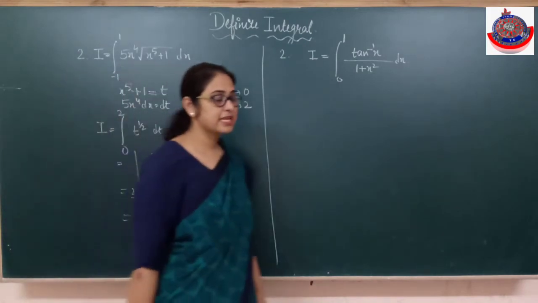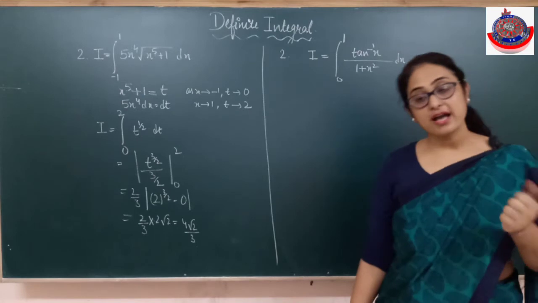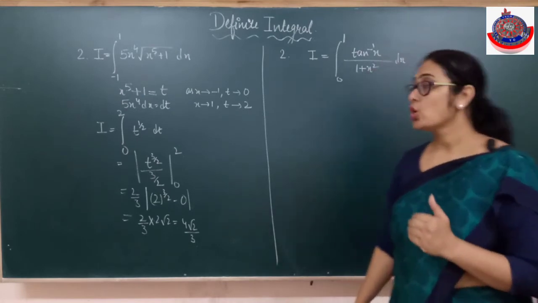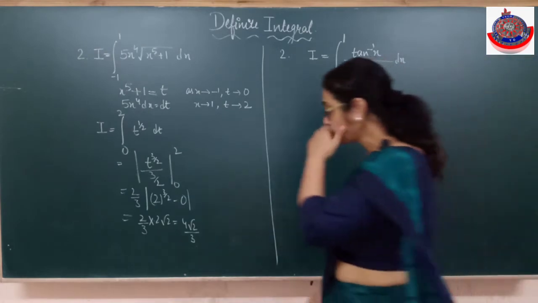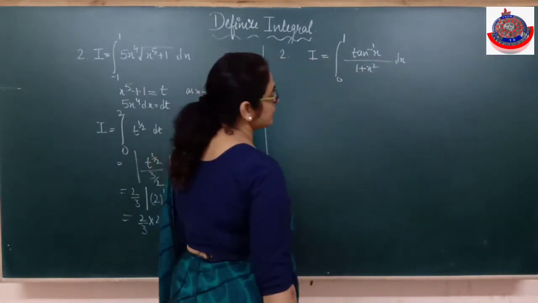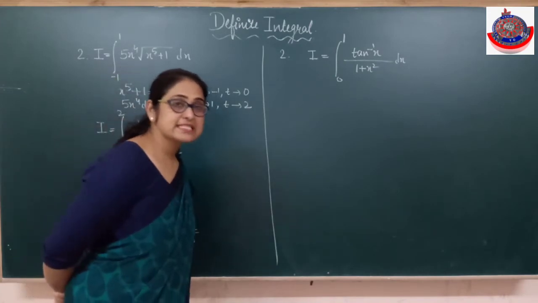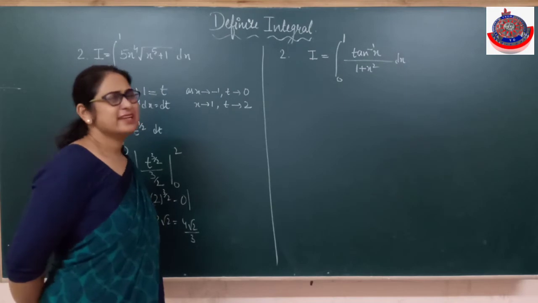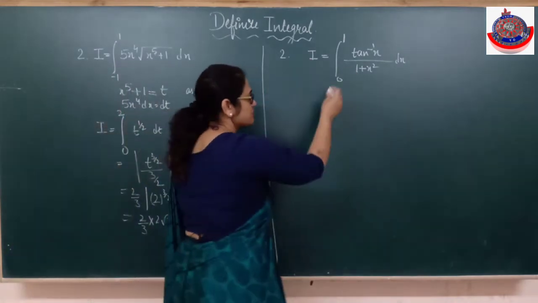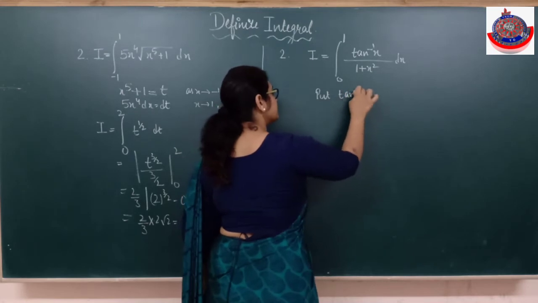So this is the only change. Substitution method remains the same. Whenever you substitute one variable to the other variable, you have to change the limit also. Clear? Now look at the next one. I have to integrate tan inverse x upon 1 plus x square with respect to x from the limit 0 to 1. Clear? Very clearly it can be seen from the question, I'll put t equals tan inverse x.